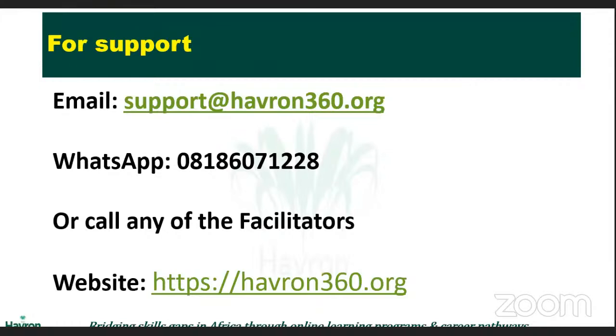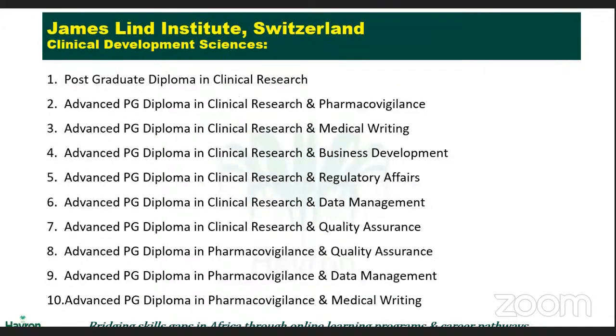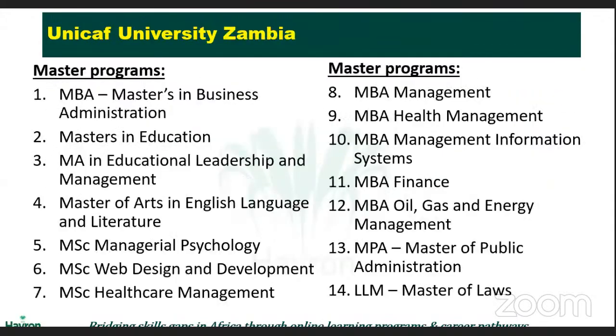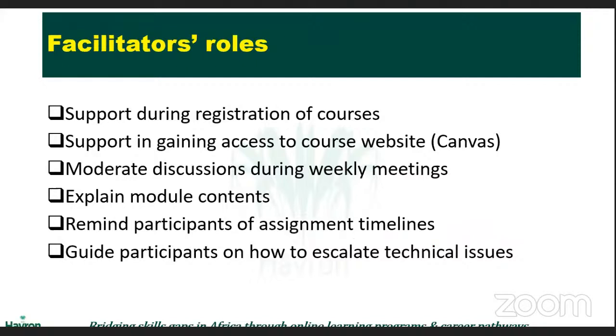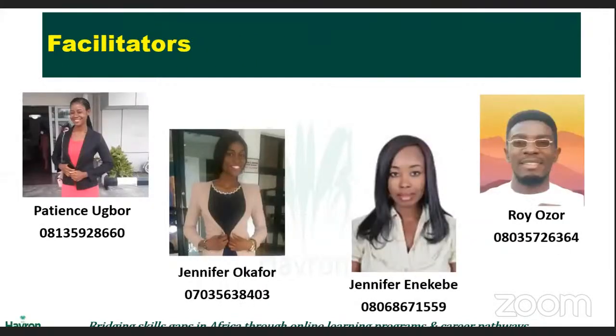So we just like to share these support handles. If you need any support, you can write to us at support@havron360.org. These are WhatsApp numbers, or you can call any of the facilitators like we had mentioned briefly before. Let me just put them on the screen. These are our facilitators. Some of them are on this call right now. Some of them, due to other engagements, are not here.